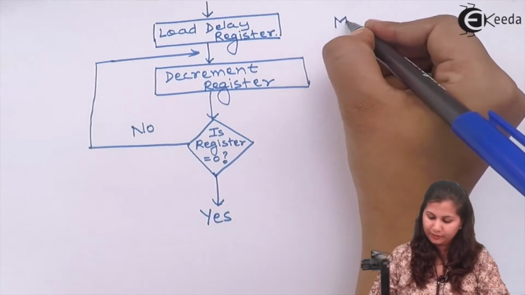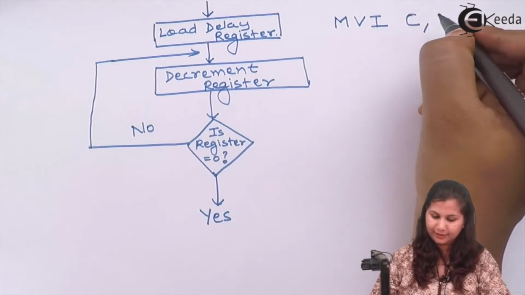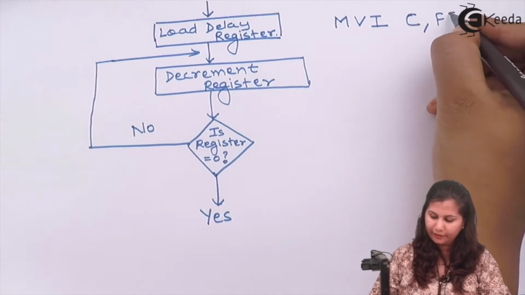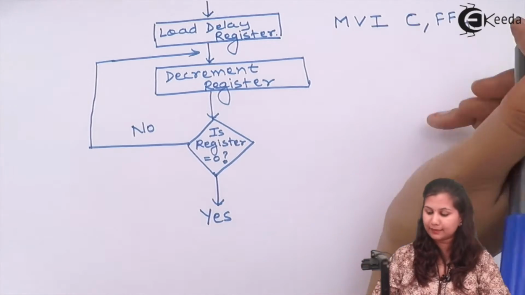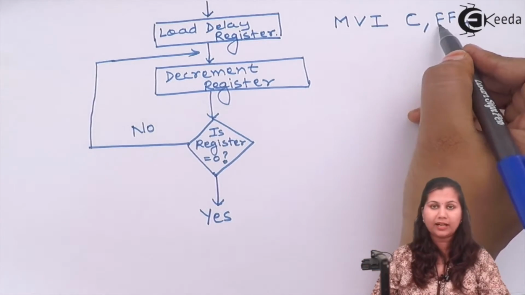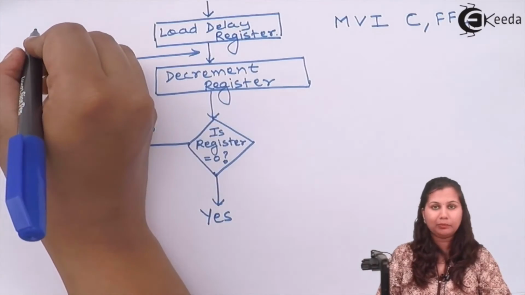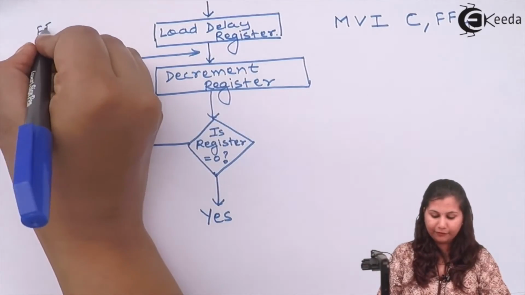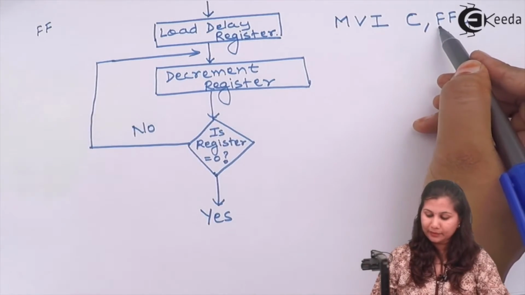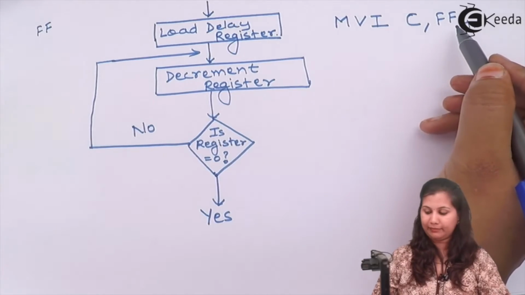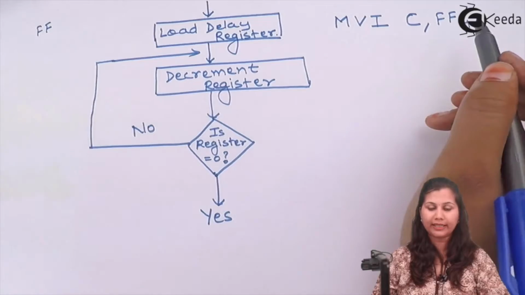Here we are initializing the C register with the count FFH. H means it's in hexadecimal notation, and here we have the maximum 8-bit count. The maximum 8-bit number is FF in hexadecimal notation. So for the maximum time delay, we are loading this C register with FF.